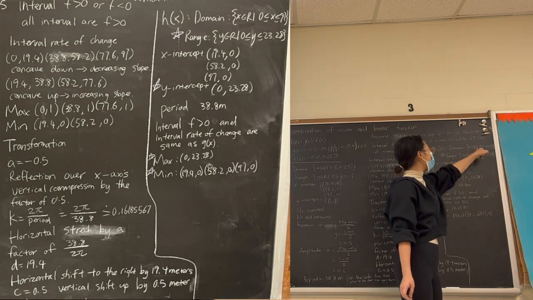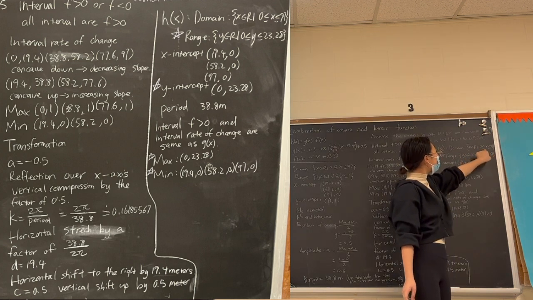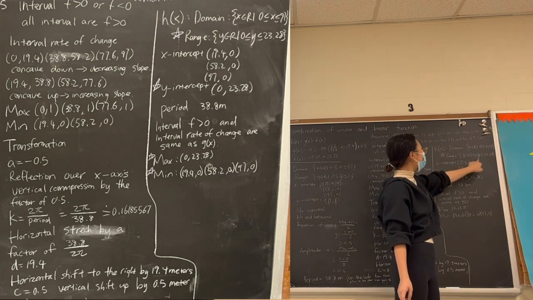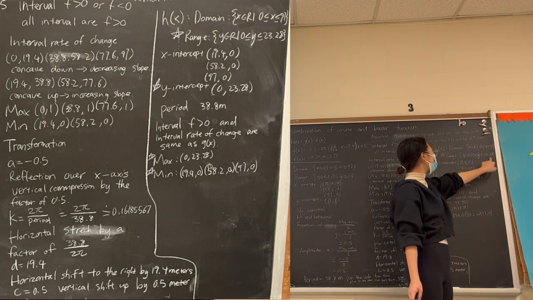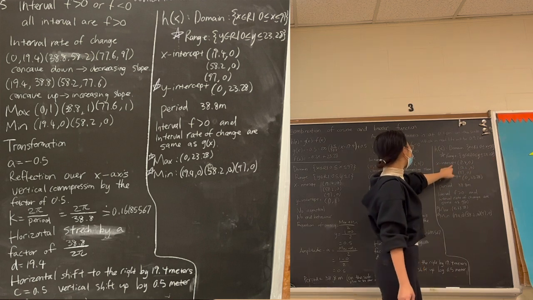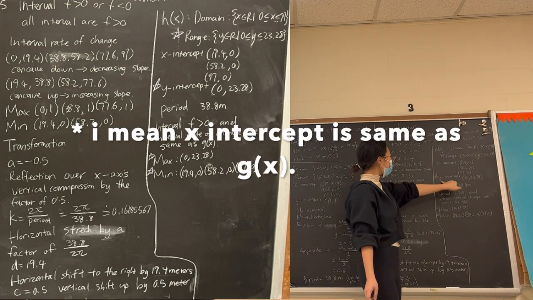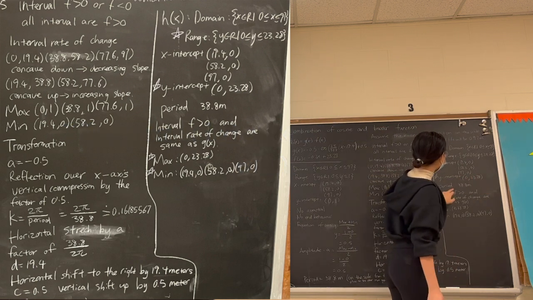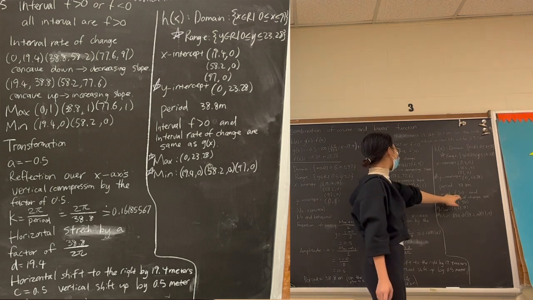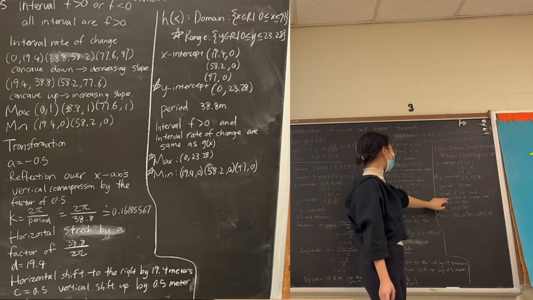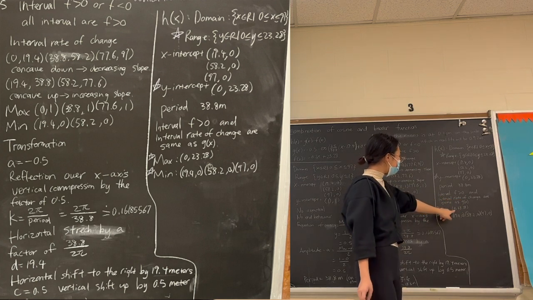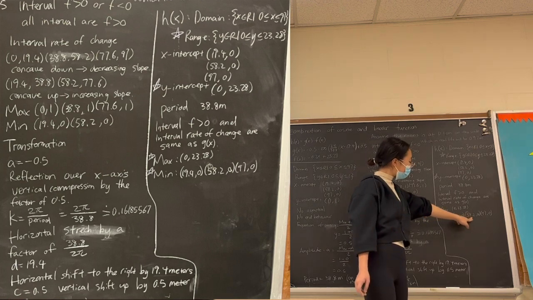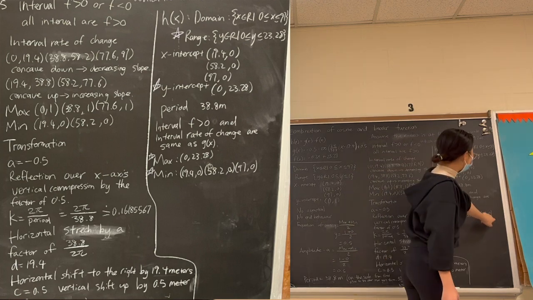And then here the h of x, which is the combination of two functions: the domain is x belongs to the real numbers, 0 smaller than or equal to x, smaller than or equal to 97, and the range is y belongs to the real numbers, 0 smaller than or equal to y, smaller than or equal to 23.28 meters. The y-intercept is 0, 23.28, and the period is the same, and the interval of f greater than 0 and the intervals of rate of change are the same. The maximum point is 0, 23.28, and the minimum is 19.4, 0 and 58.20, 0 and 97, 0.